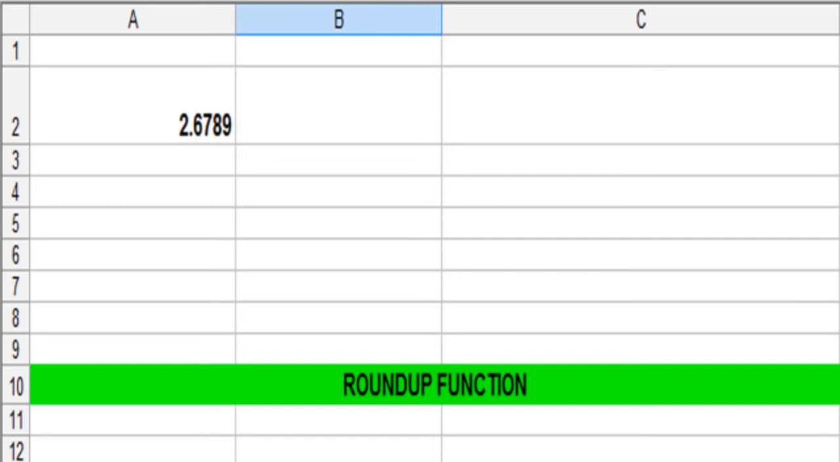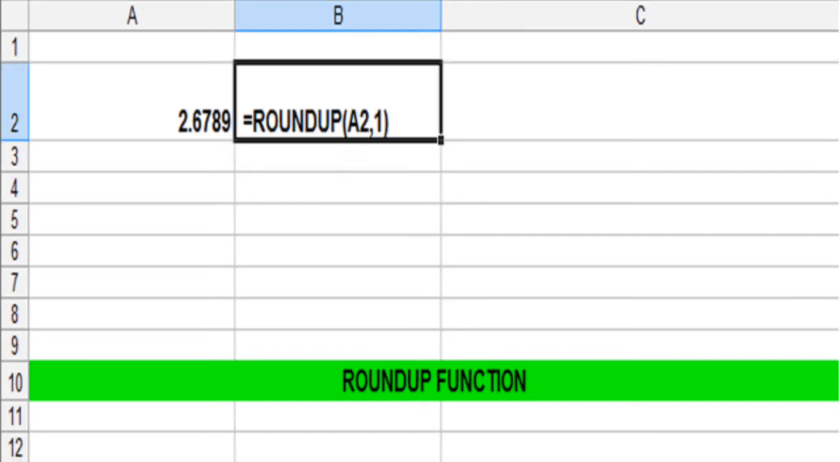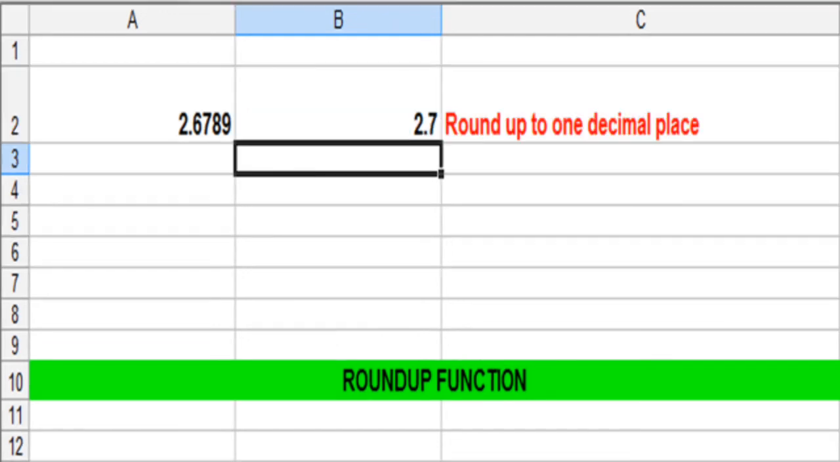Number 2.6789. Let's see how to round up to one decimal. The formula is equals ROUNDUP(A2, 1). A2 represents the number. Press enter. Rounded up to one decimal place.